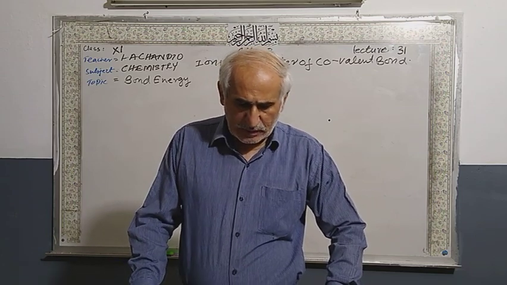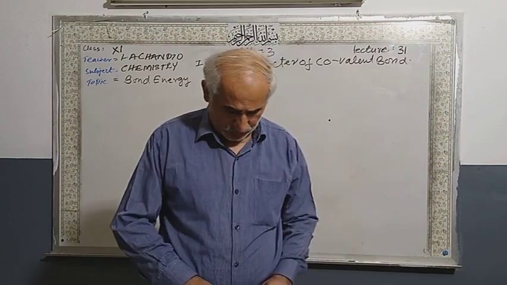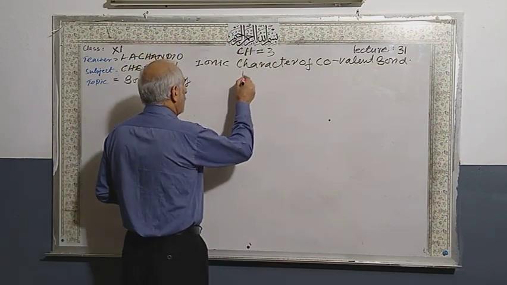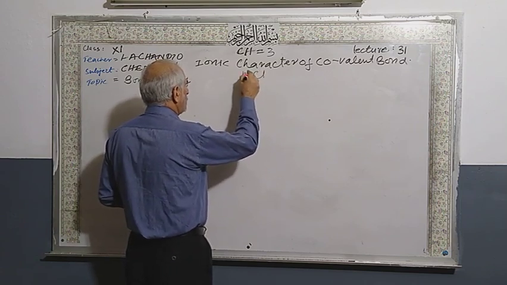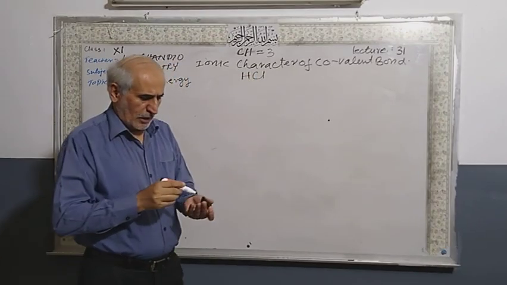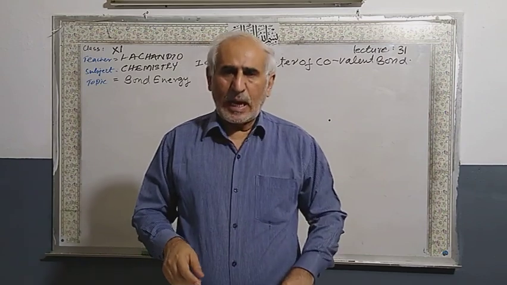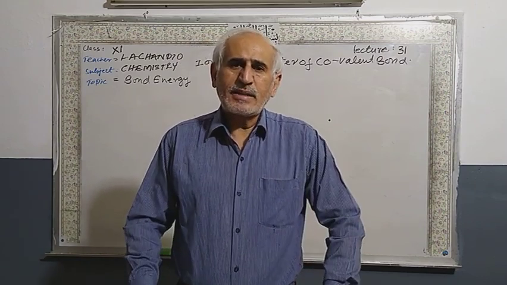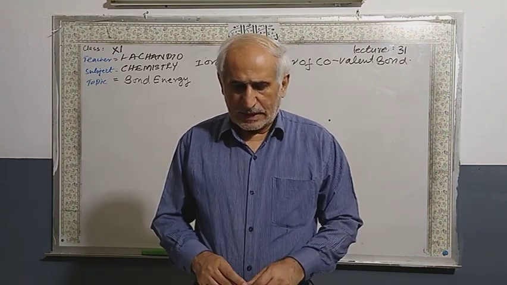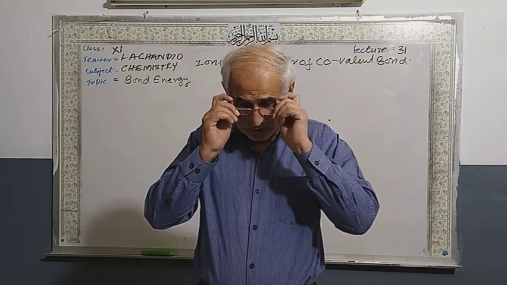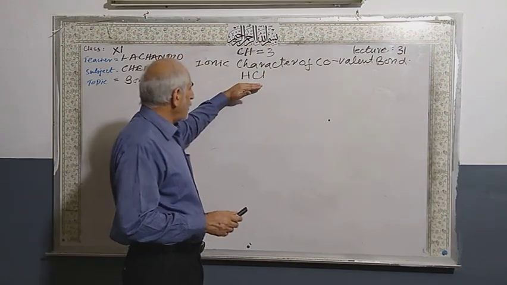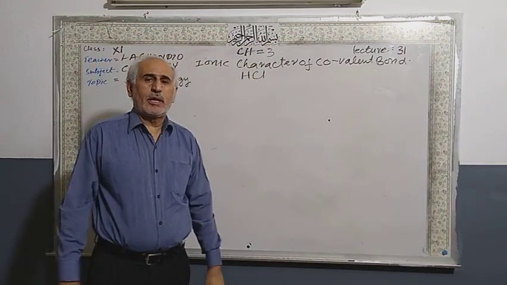So we have one example, and we have to confirm from the calculation that the hydrogen chloride molecule has an ionic character. It has a polarity. So here is the calculation. Step by step, I am going to start this calculation. And dear students, hydrogen chloride has a 1:1 ratio of hydrogen and chlorine.